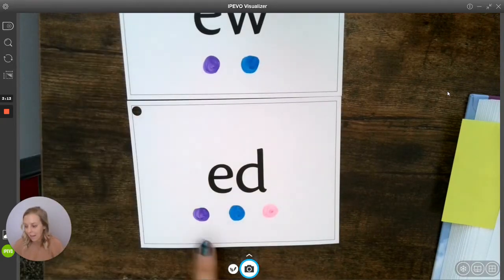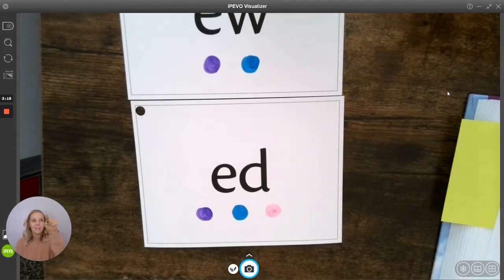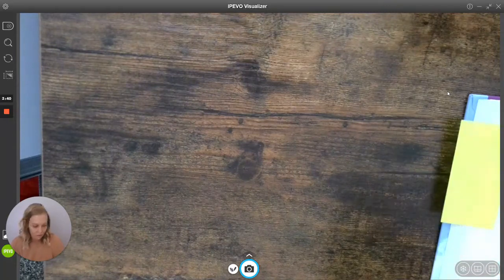And let's write ed, d, t in the air 5 times as we say all the sounds. Ed, d, t. Ed, d, t. Ed, d, t. Ed, d, t. And last one, ed, d, t. Good job. All right, let's move on to exploring some sounds today.